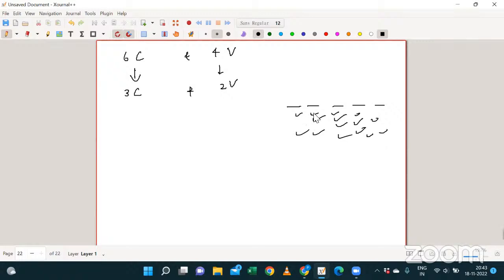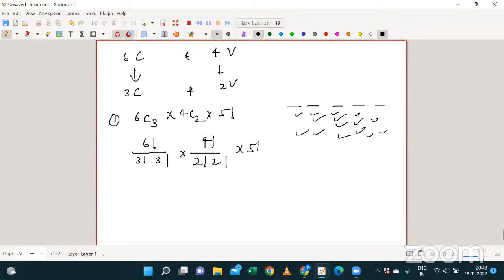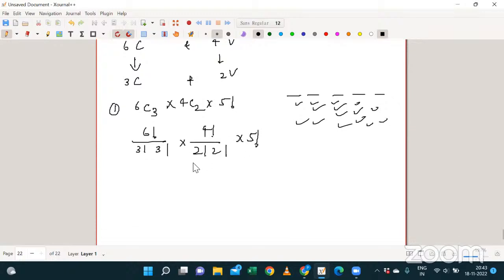That's why the first approach is, let's first select the 3 vowels. So this method I know, which you are telling me: first choose the vowels and then arrange them. This concept I understand really well. I'm asking about another one. So it will be 4 factorial, 2 factorial into 5 factorial. Okay, this is the way.